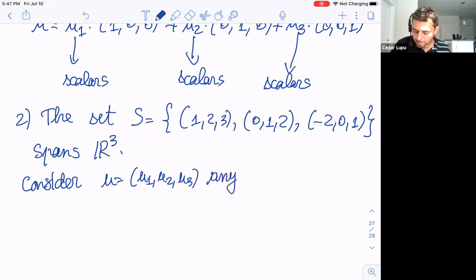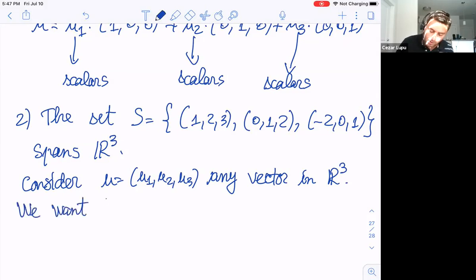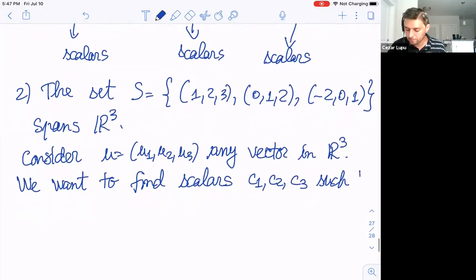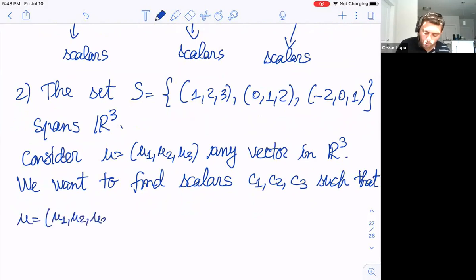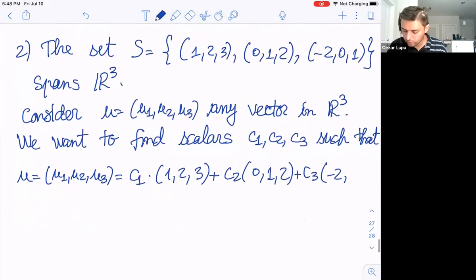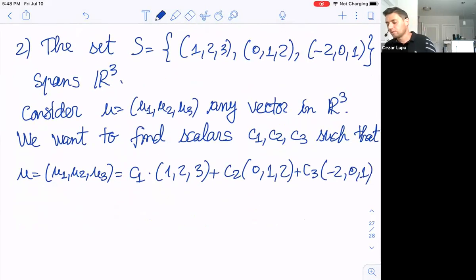Any vector in R3, right? And we want to find scalars C1, C2, and C3 such that U, which is (U1, U2, U3), is C1 times the first vector (1, 2, 3), plus C2 times (0, 1, 2), plus C3 times (-2, 0, 1). Okay.